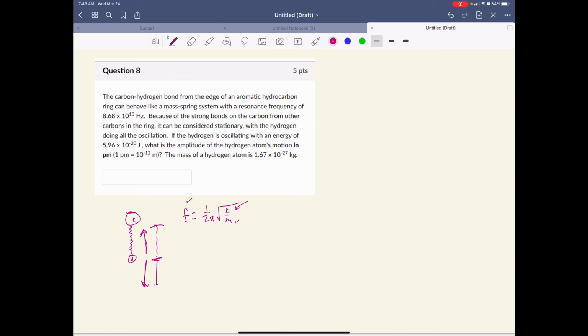So we're going to solve for k right now, which means that 2 pi f equals the square root of k over m. Let's get rid of the square root.